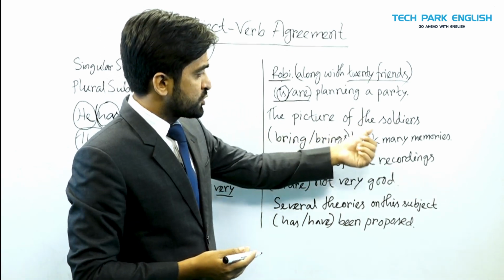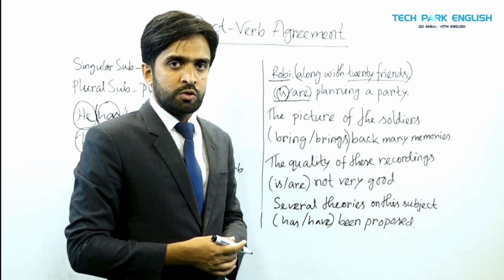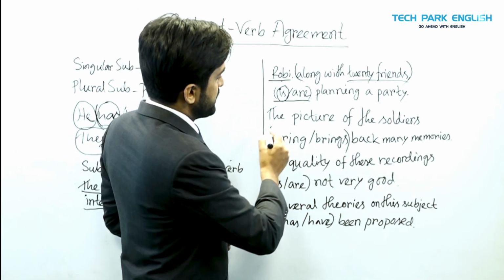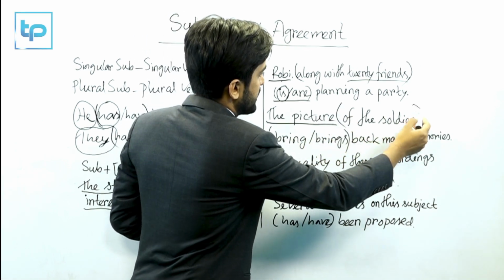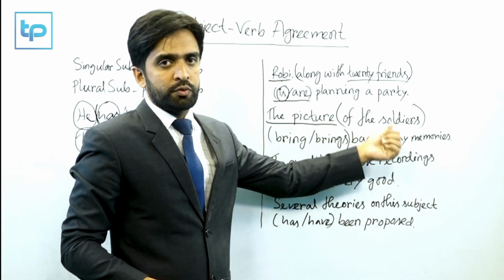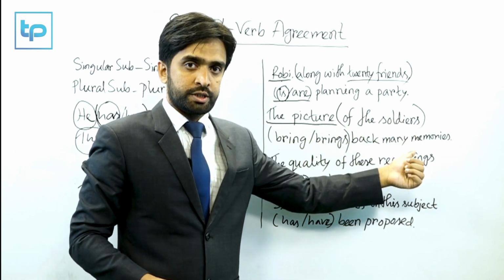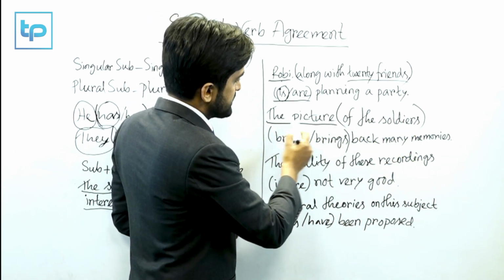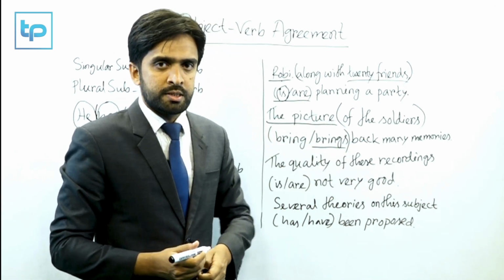Then the picture of the soldiers brings back many memories. Which one is correct? Look at that. Here the subject is the picture of the soldiers. It is actually a prepositional phrase. So whose pictures? This is the picture of the soldiers. So the picture, as it is singular, so the verb has to be singular. The picture brings back many memories.